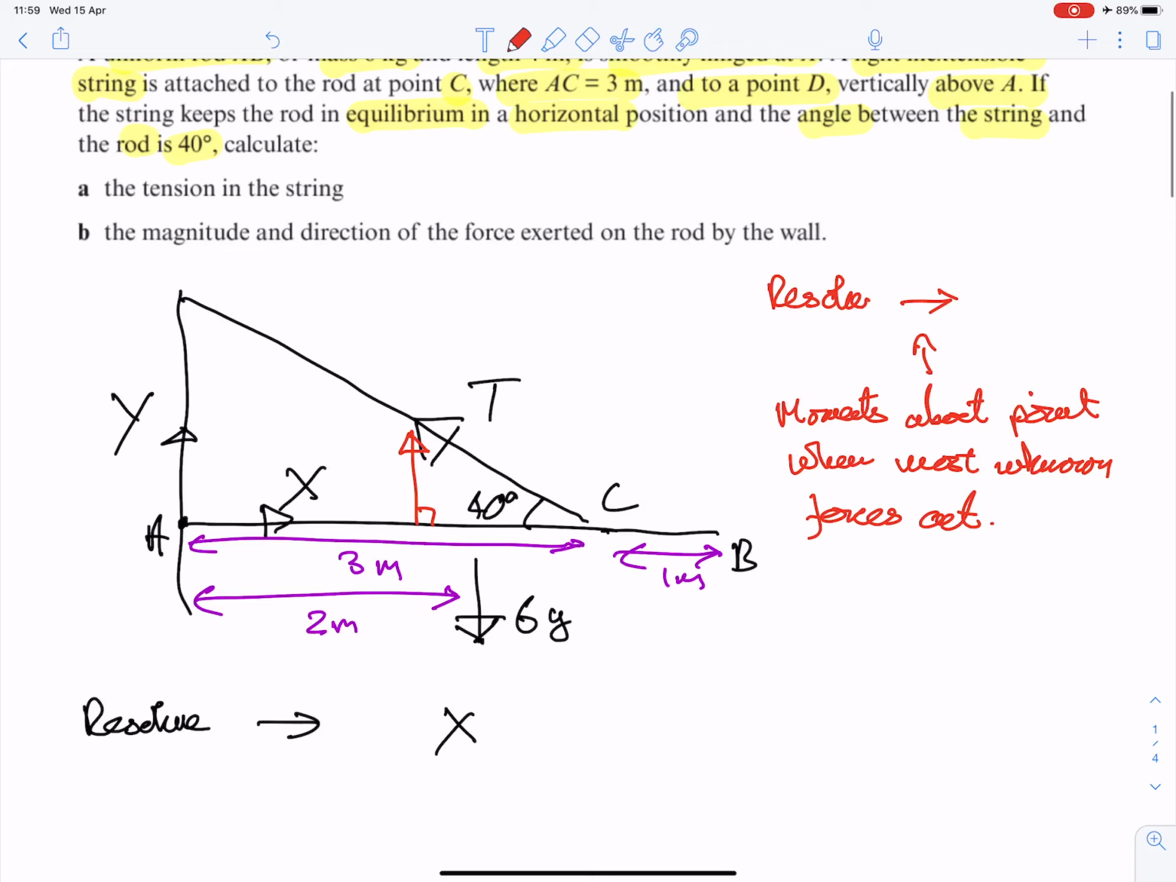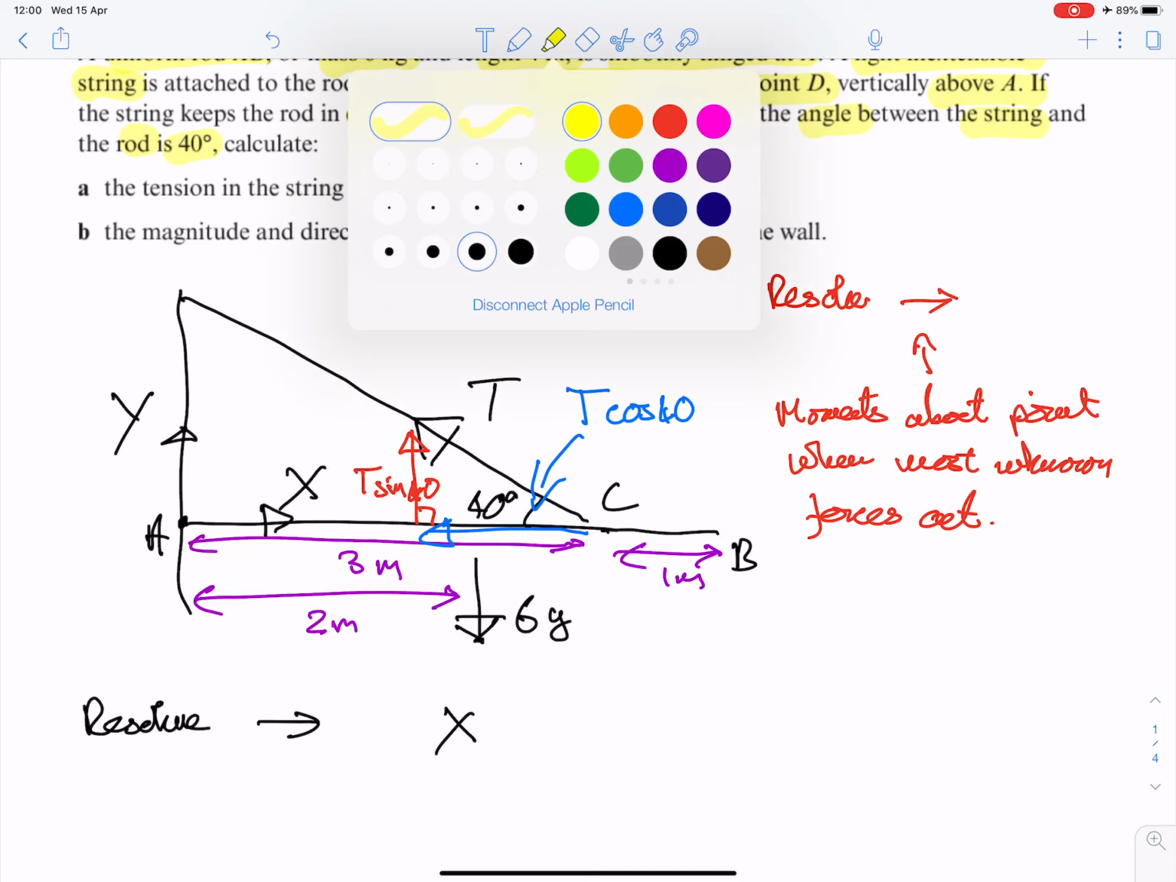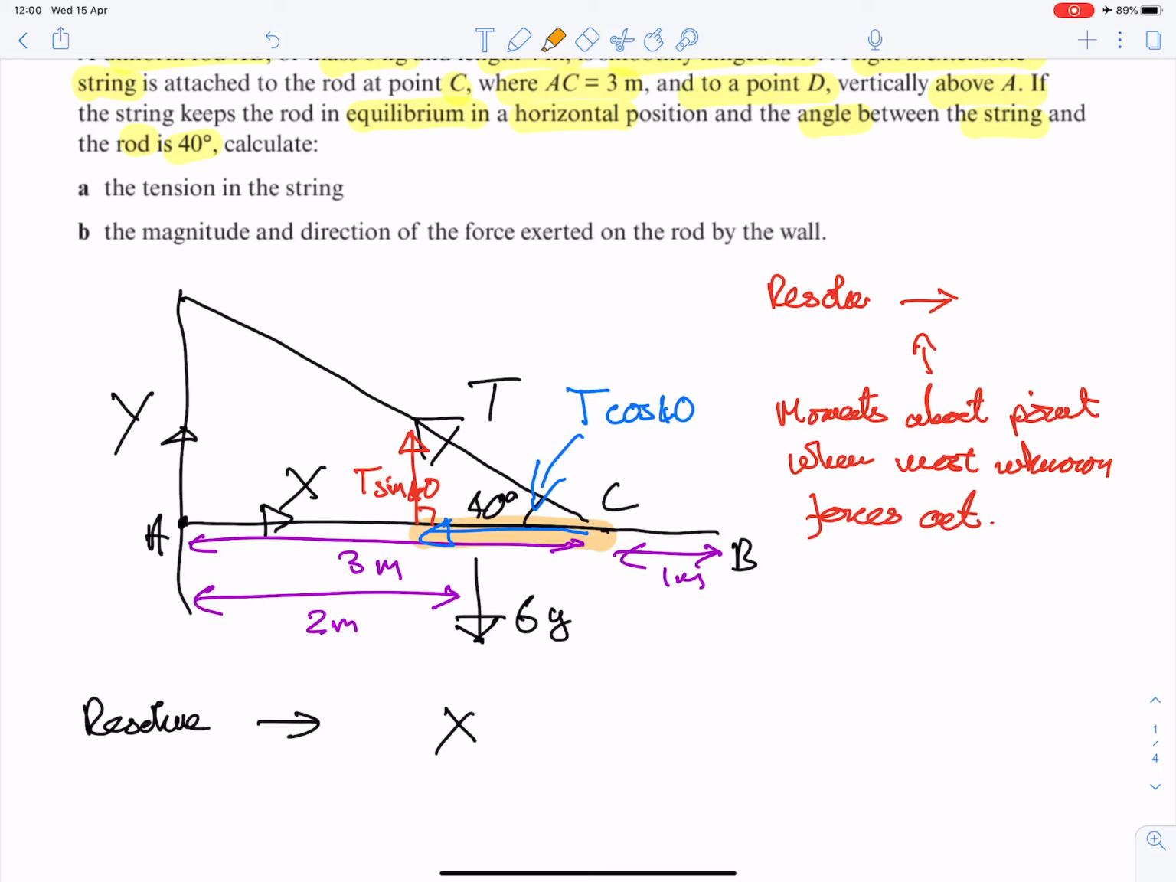So let's just start at the top. Resolve horizontally. We've clearly got X, and the other one that has a horizontal component is T. So we need to break that down into its components. T has got a vertical component, that's opposite the angle, so that will be T sine 40.